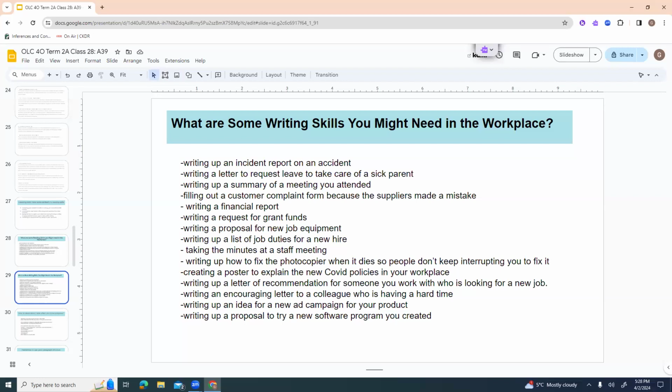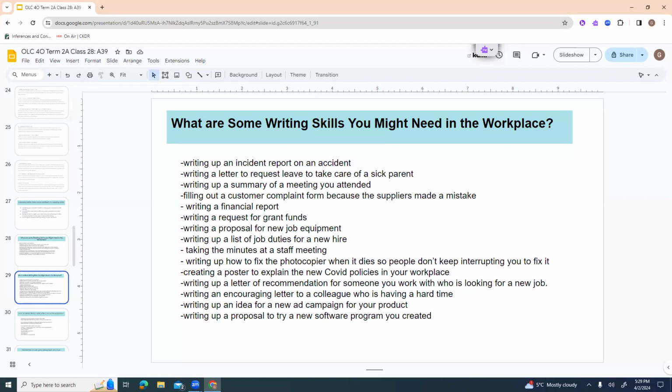Filling out a customer complaint form because the supplier has made a mistake. Writing a financial report. Writing a request for grant funds. Writing up a proposal for new job equipment. Writing up a list of job duties for a new hire. Taking the minutes at a staff meeting. Writing up how to fix the photocopier when it dies so people don't keep interrupting you to fix it.